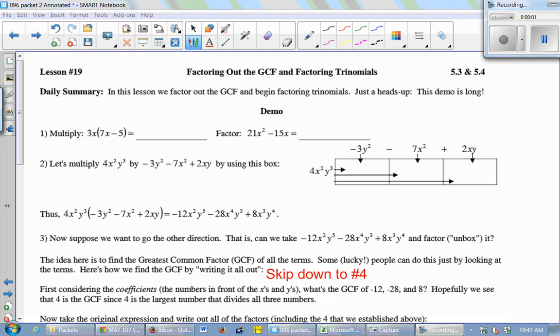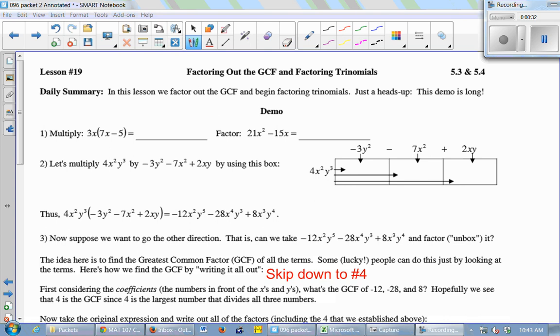Okay, so today we're going to factor, right? This demo is a little bit long. Before we start, I'm just going to preface everything by saying factoring means rewriting as a multiplication problem. Whether it's a number or an expression, we want to take the thing we're given and rewrite it as a product, as something times something else. So it's sort of the undoing of multiplication.